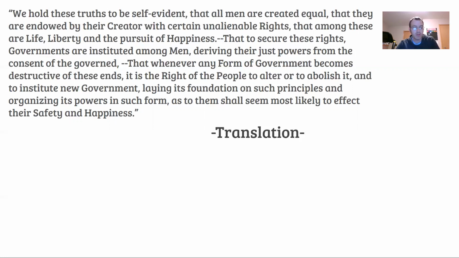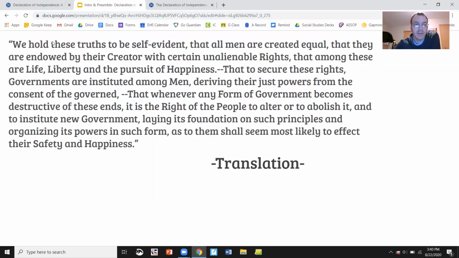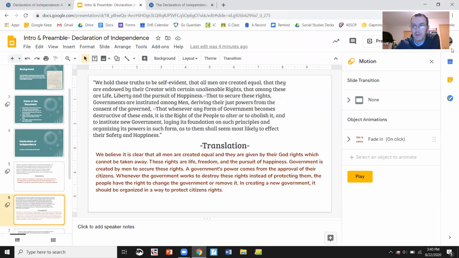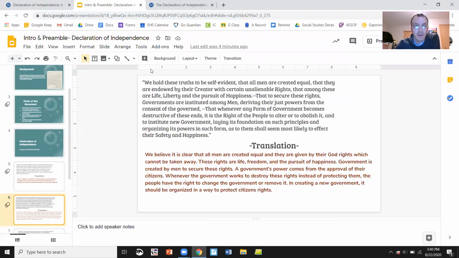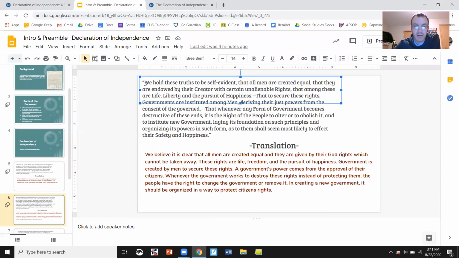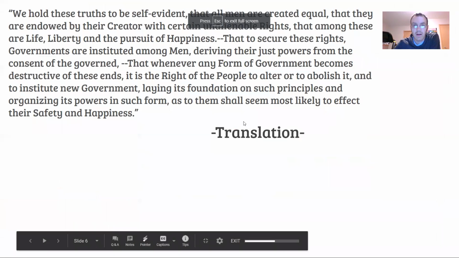Now, the beginning portion here, we're all familiar with, right? So let me get this removed for you. We hold these truths to be self-evident. All men are created equal. And among these rights that they have is the right to life, liberty, and the pursuit of happiness. And so they're beginning with this idea that all people have these specific rights and that a government cannot take those rights away from them.